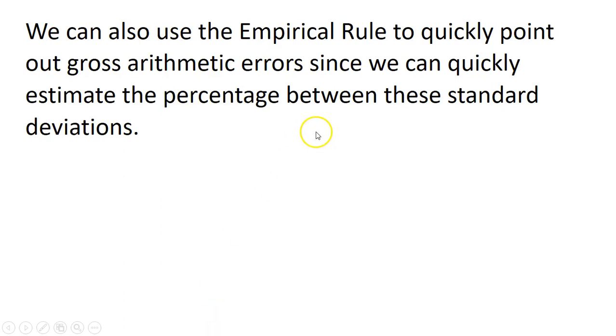We can also use the empirical rule to quickly point out gross arithmetic errors, since we can quickly estimate the percentages. That's basically what the empirical rule is helping out with. We can see how far off our quick judgment might possibly be by quickly setting up a table using the empirical rule and trying to figure it out.